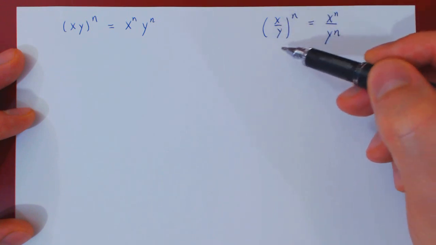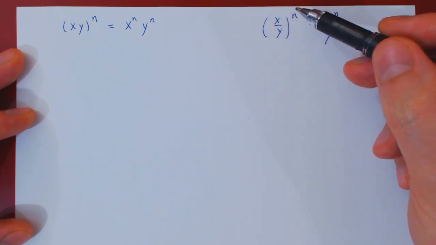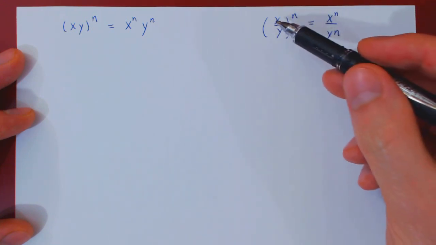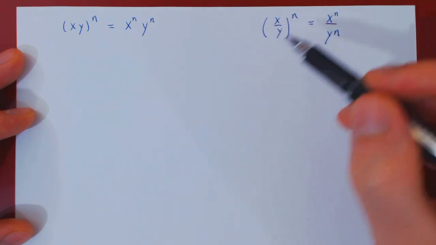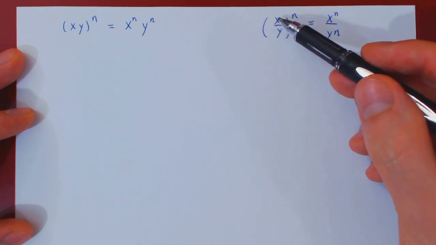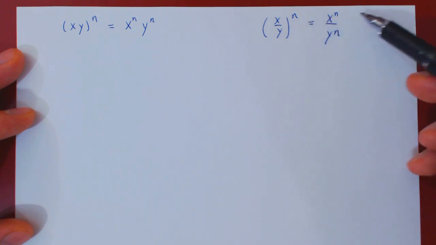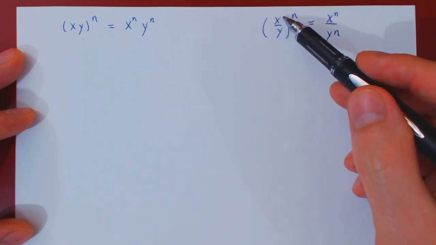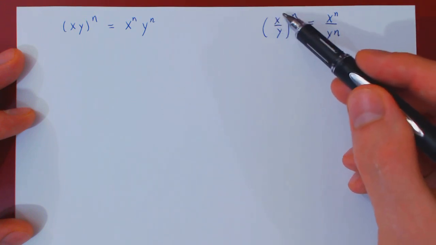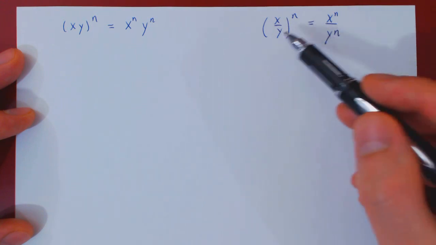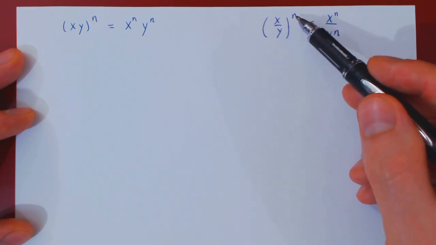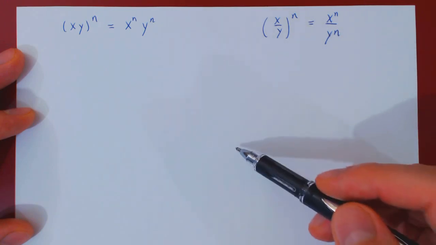And the same here goes, except it's even simpler. If you expand this, again thinking of n as a positive integer, this is x over y times itself, n times, so there will be on the numerator n x's, giving x to the n, and the denominator n y's giving y to the n.